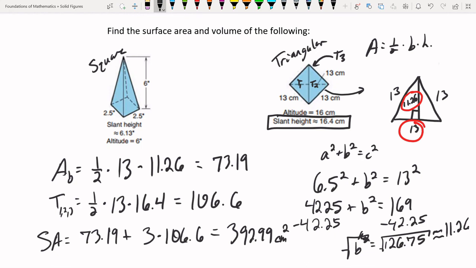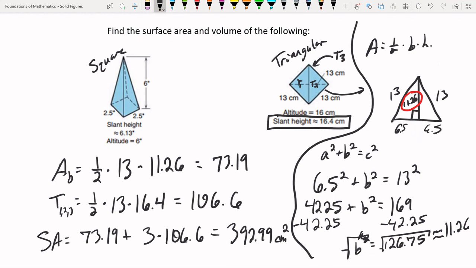So it's a long process because we had to do a separate thing to find the base of this triangle. You can always do this process as long as you know two of the sides. If it's an equilateral triangle like this one, then it makes sense that it would cut it in half into 6.5 and 6.5. And then you can just look at this right triangle here and use the Pythagorean theorem.